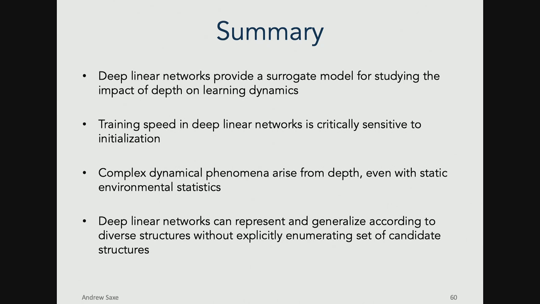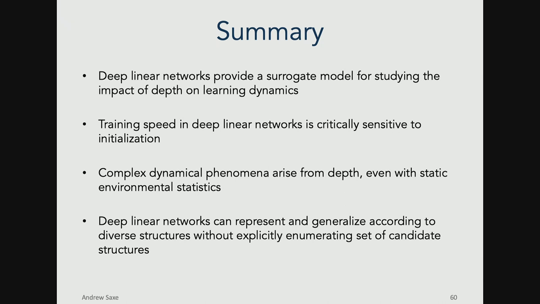All right, so just to summarize, I think these deep linear networks are clearly only a limiting case that's suitable for a subset of phenomena in deep learning. In particular, I think they are useful for studying the impact of depth on learning dynamics, but not, of course, on increased representational capacity. And the main result that I've shown here is that the training speed depends critically on the initialization. So if you start off with small random weights, you're going to be looking at a very long training time. But if you're careful about the initialization, it can be quite fast.